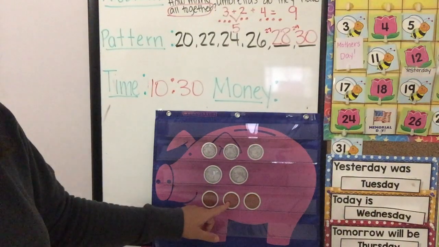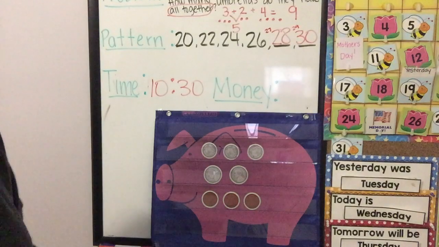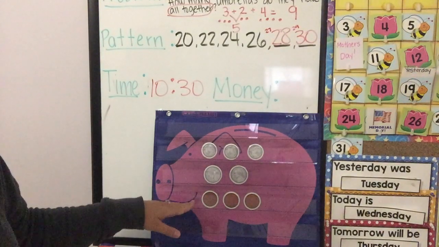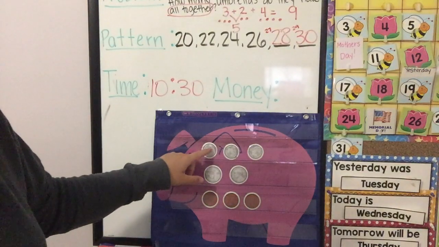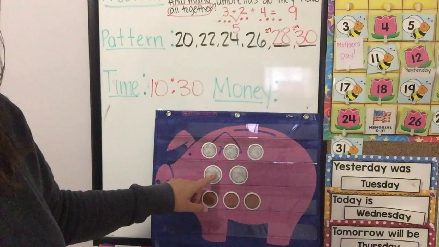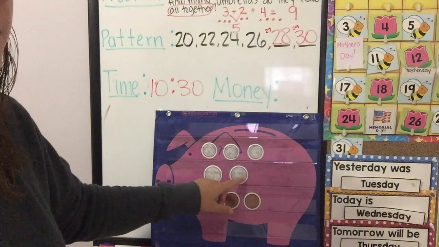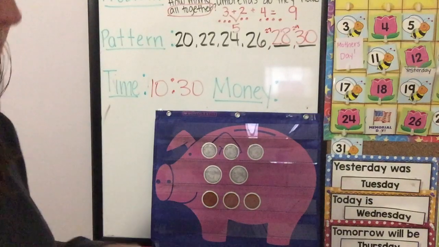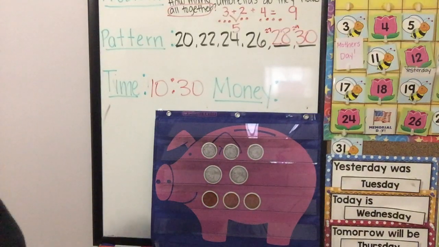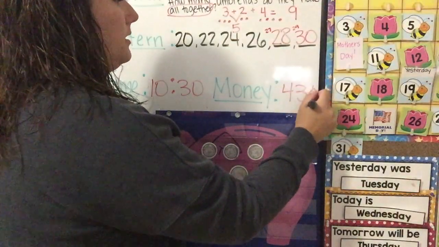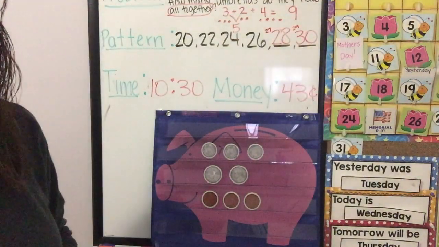41, 42, 43. Let's do that one more time. So tens, then fives, and then ones. Ready? 10, 20, 30, 35, 40, 41, 42, 43 cents. Good. So our money today is 43 cents.